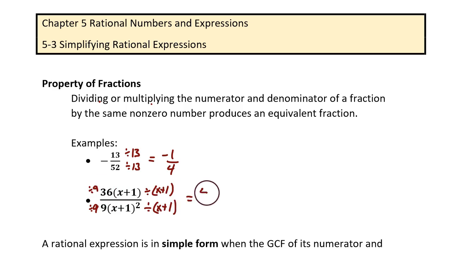36 divided by 9 makes 4, and x plus 1 divided by x plus 1 cancels away, making 1. In the bottom, 9 divided by 9 makes a 1, and x plus 1 squared divided by x plus 1 makes x plus 1. With practice, you'll start to notice fast ways to simplify fractions. For example, 36 divided by 9 cancels out, leaving 4, and x plus 1 in the numerator cancels one of the x plus 1's in the bottom, leaving one of them. In blue ink, do you see the answer is 4 over x plus 1?